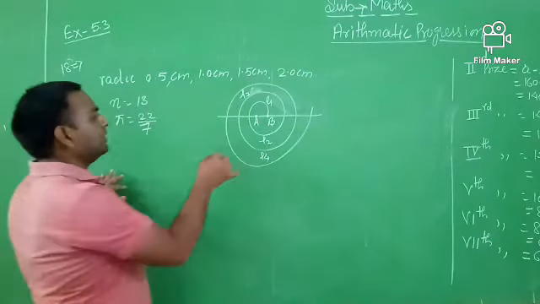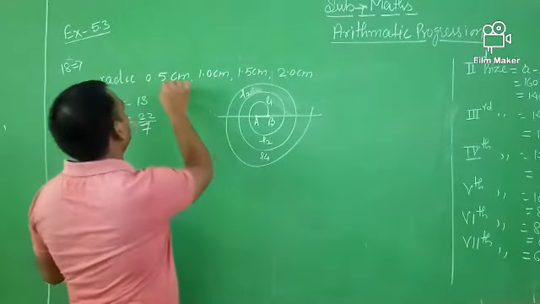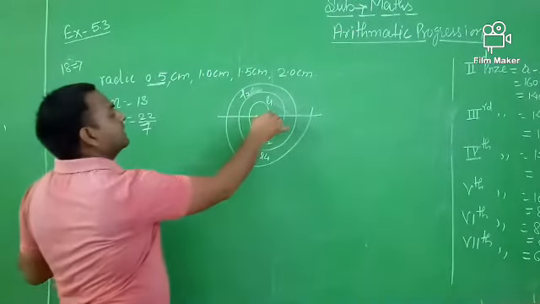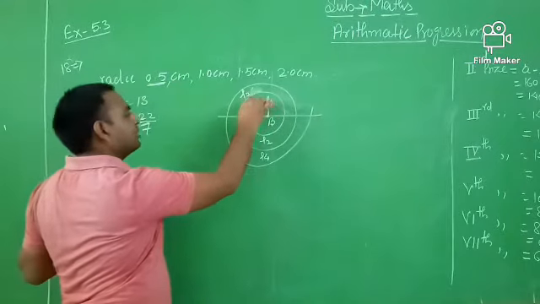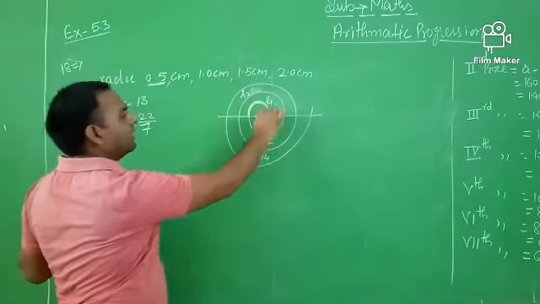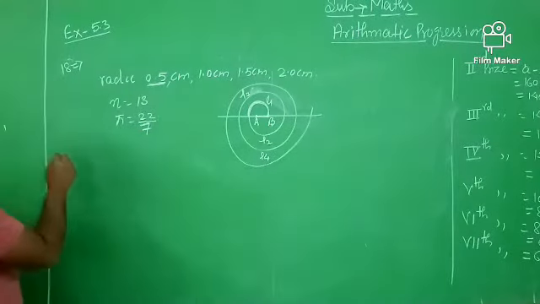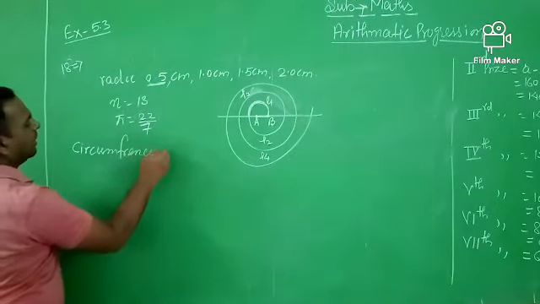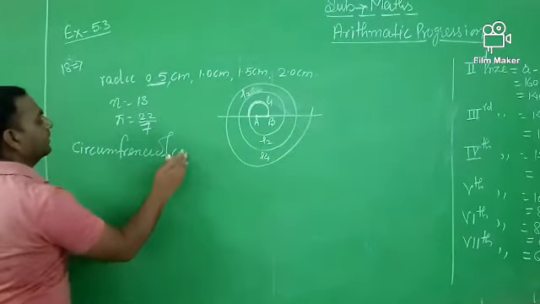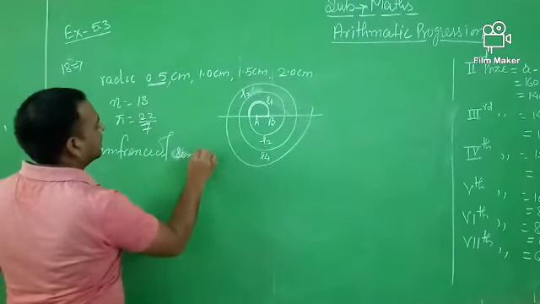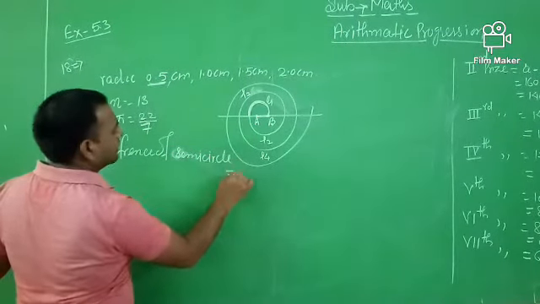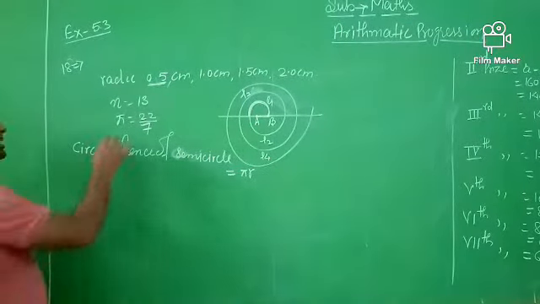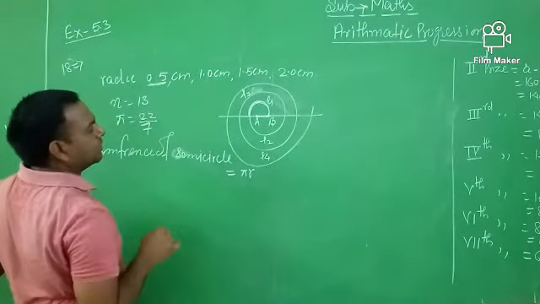First, the first radius is 0.5 centimeter. First, you find the circumference of the circle. The circumference of the circle is 2 pi r, but the circumference of a semicircle is pi r. Here the radius will change: 0.5, 1.0, and so on.